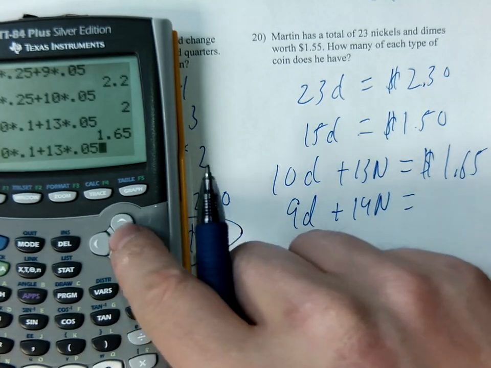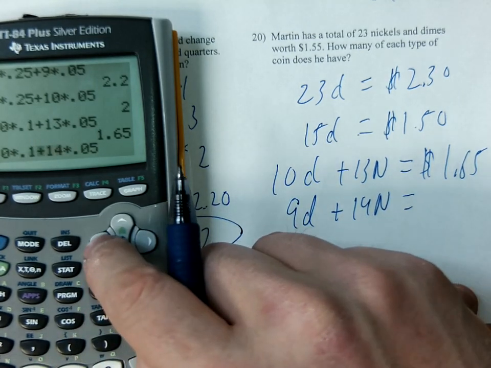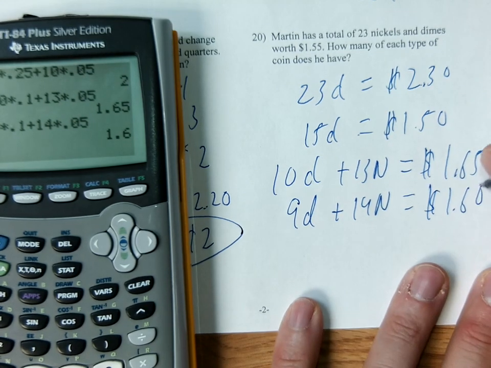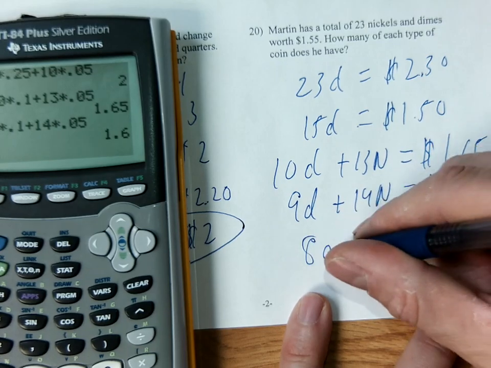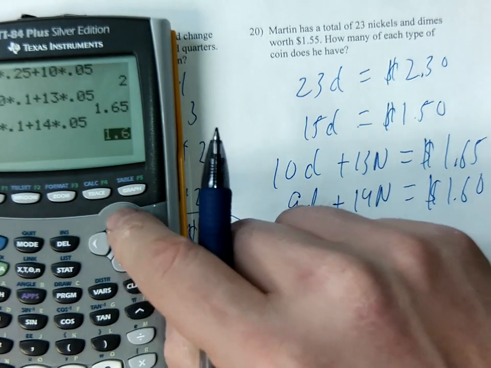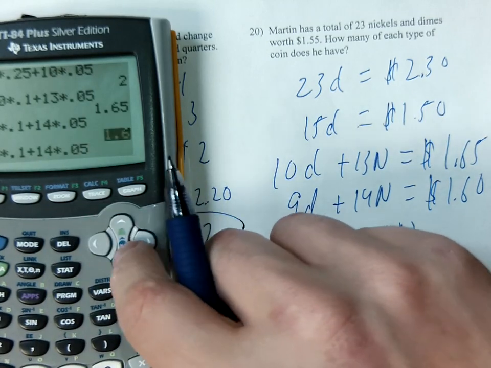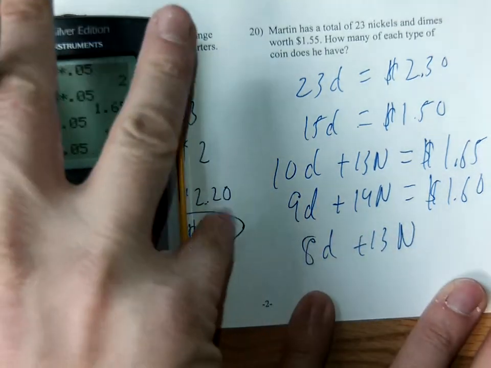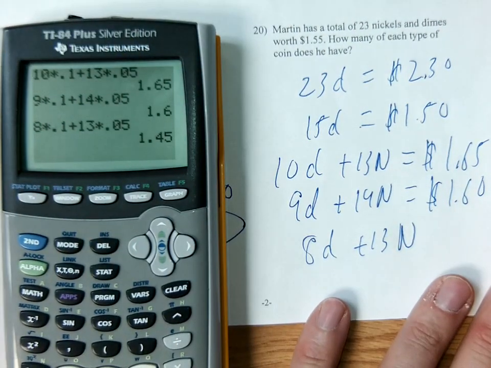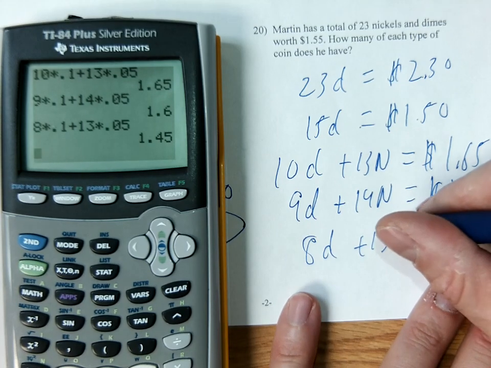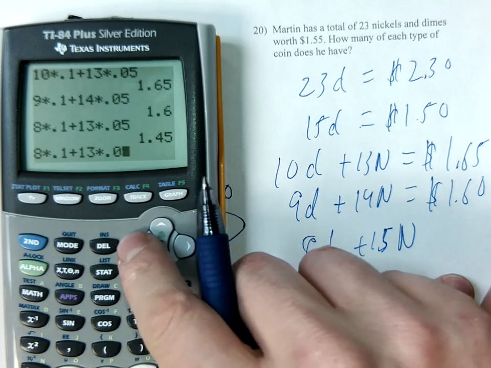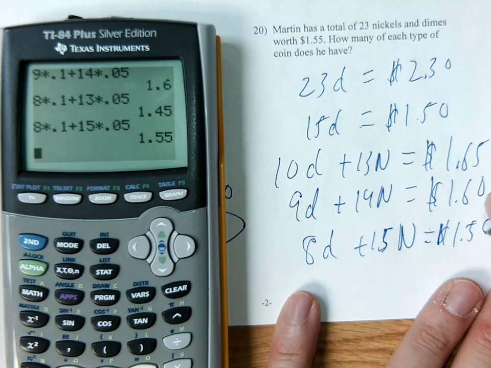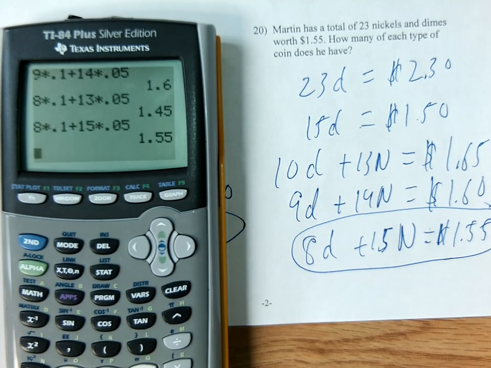So if I do second entry, 14 nickels now, and instead of 10 dimes, 9 dimes. That's $1.60. Well, it's decreasing by 5 cents each. So, obviously it's 8 dimes and 13 nickels. Sorry, 8 and 15. That's what I meant to say, because it's got to be 23 coins total. My bad, guys. A little bit distracted today. 8 dimes and 15 nickels is $1.55.